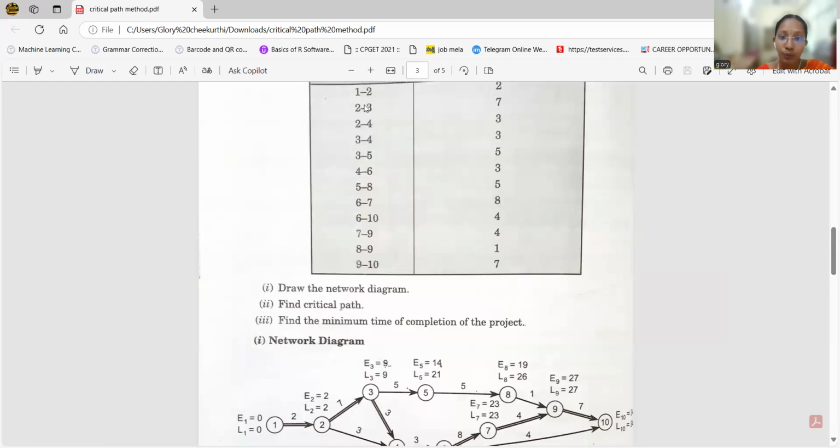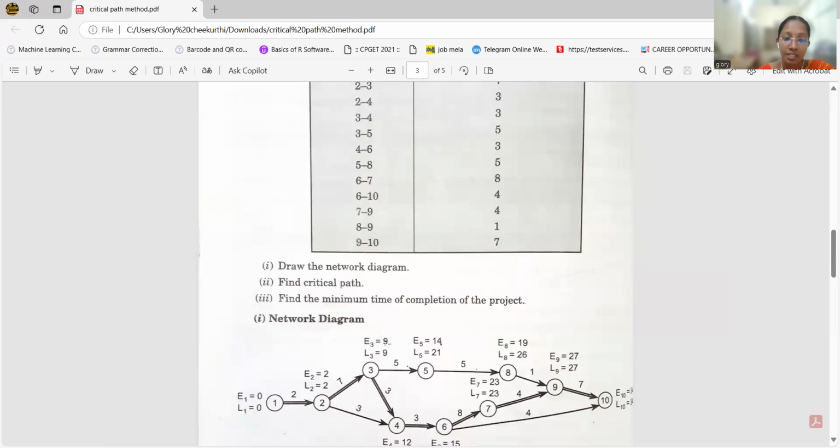Activity 1 to 2 takes 2 days. We represent the number of days of duration on the arrow. Next, activity 2 to 3 takes 7 days, so 7 days is represented on the arrow mark. Next, 2 to 4 takes 3 days, so 3. We have to represent all the durations in days on the activities, on these arrow marks. Then we have to find the Es.